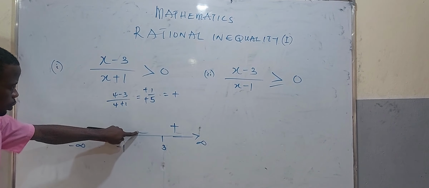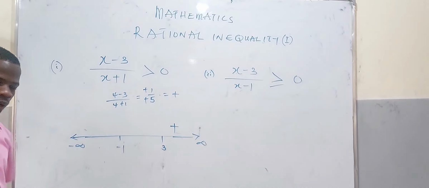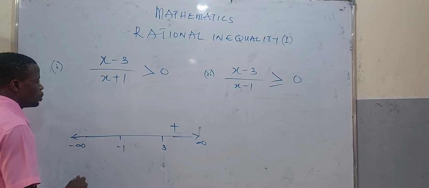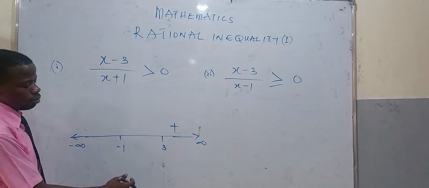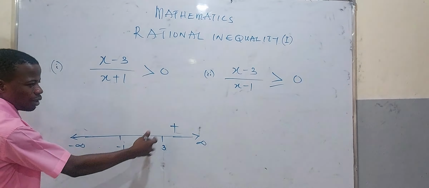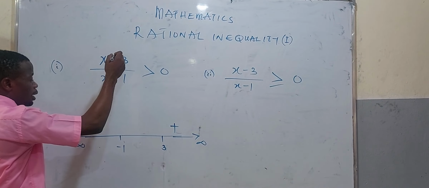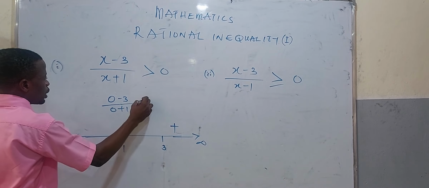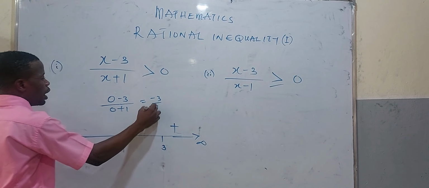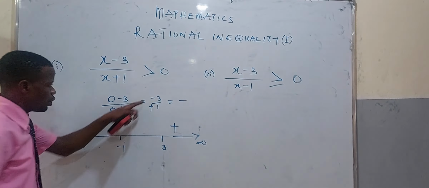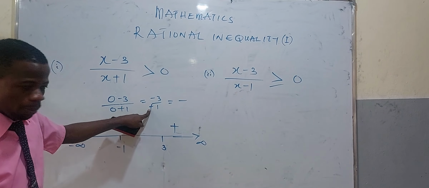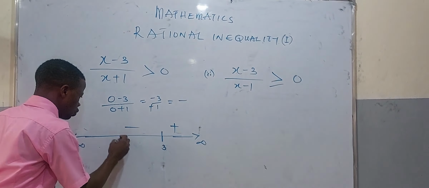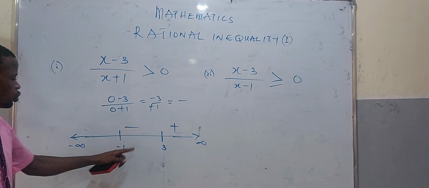Let's check this region. Between minus 1 and 3, what do we have? Let's consider 0. When x is 0, we have 0 minus 3 over 0 plus 1. That is minus 3 over 1, so we have minus divided by plus, and that is negative. This region is negative. Are you seeing that? I want to make sure this region is sorted.